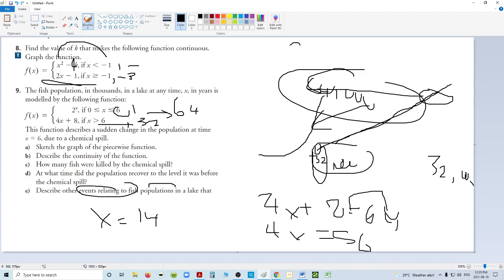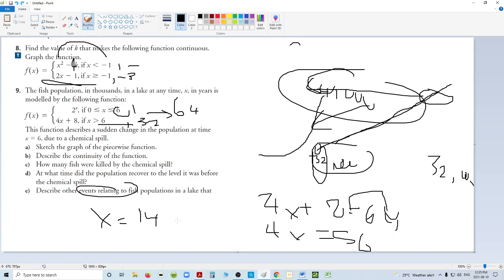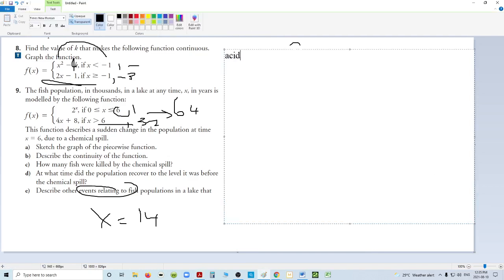Describe other events relating to fish population in the lake that might result in piecewise functions. Sure, that's easy. And this is where your biology comes into play. Acid rain, predators. So sometimes people accidentally introduce something like a predatory fish, usually from a pet store. Happens a lot in Florida.